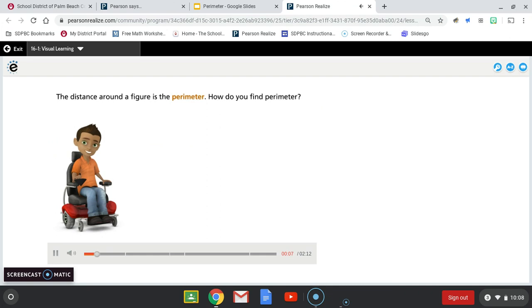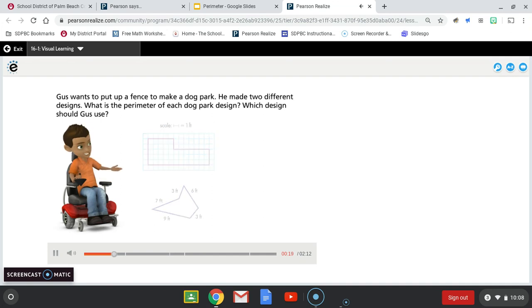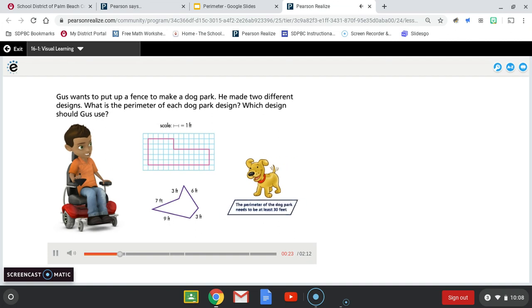The distance around a figure is the perimeter. How do you find perimeter? Let's find out. Gus wants to put up a fence to make a dog park. He made two different designs. What is the perimeter of each dog park design? Which design should Gus use?